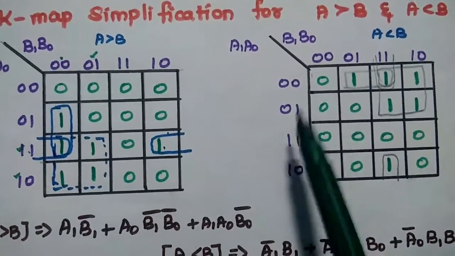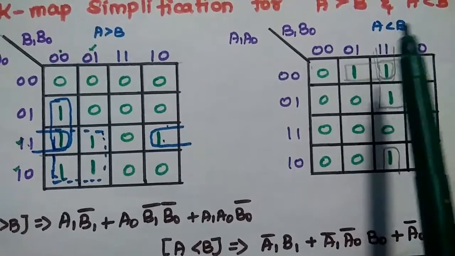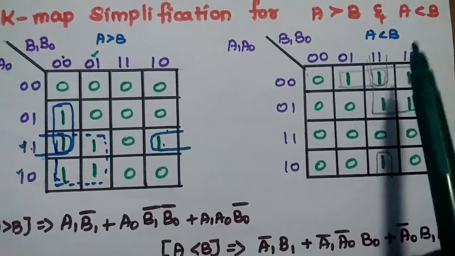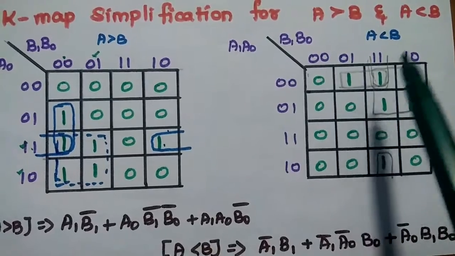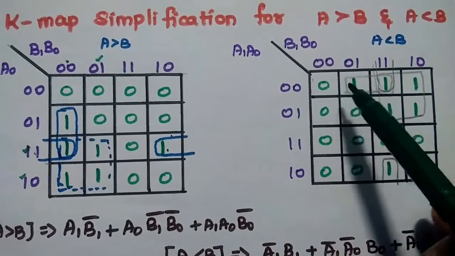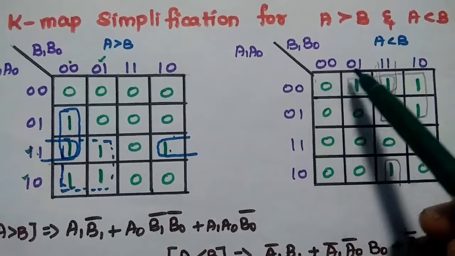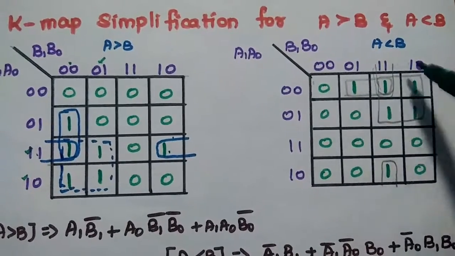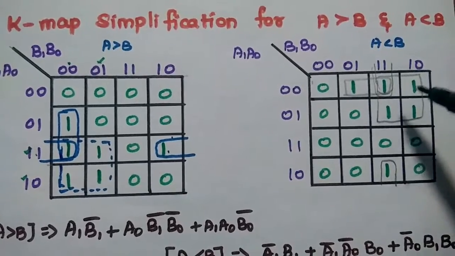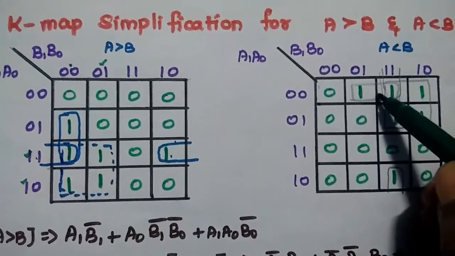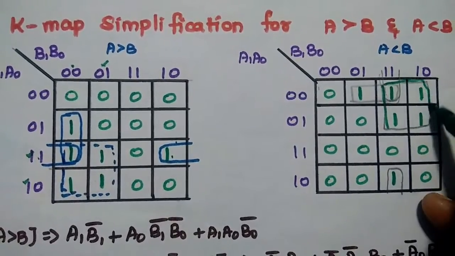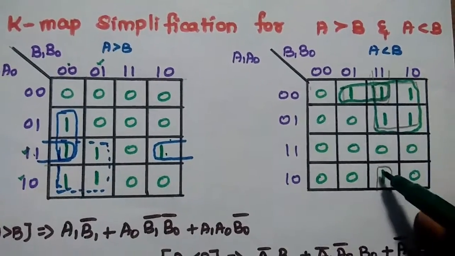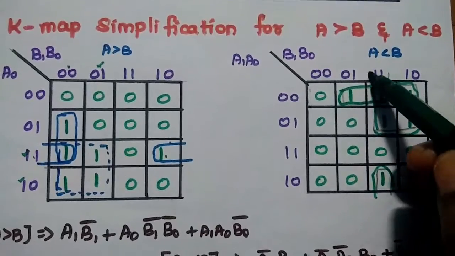Similarly, we can obtain the Boolean expression for A is less than B. So here A is less than B, wherever A is less than B occurs over there. So here we can get 1 for the combination of 0, 0, 0, 1. Here 0, 0, 1, 1. Likewise, we can obtain all the values here. Then form the groups. So we can group these 4 bits together and these 2 bits together and these 2 bits together.